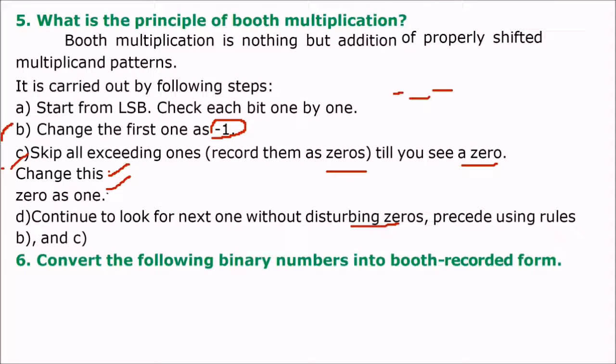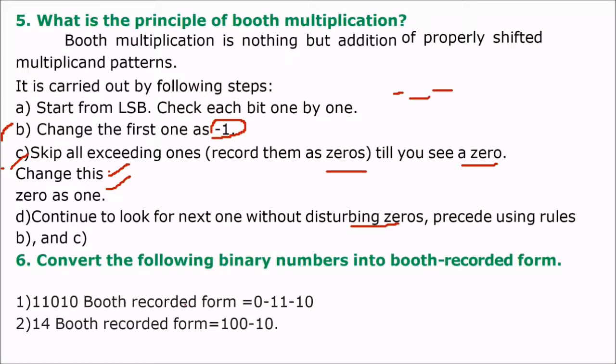Convert the following binary number into Booth recoded form. So if this is the number 11010, the Booth recoded form would be, as per discussion, 0 +1 -1 +1 -1 0. So this is the Booth recoded form of this number.